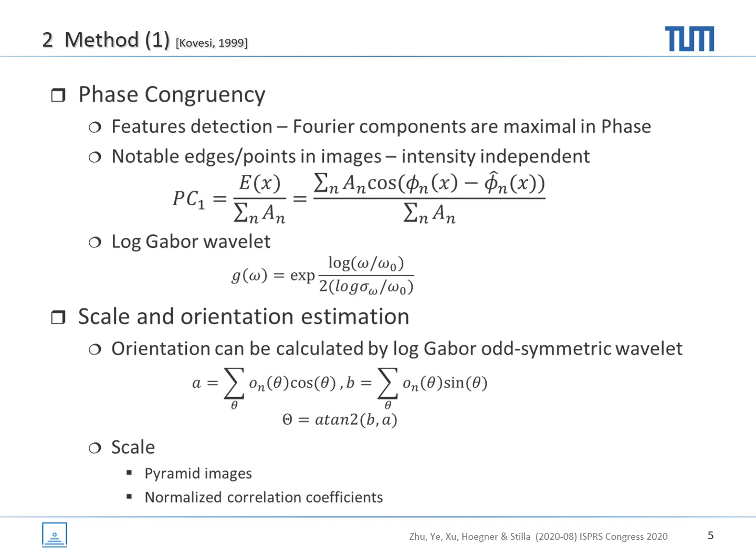The orientation of phase congruency can be achieved by the log Gabor odd symmetric wavelets in multiple directions, and the orientation of the image can be calculated from the accumulated orientation. To calculate the scales for the RGB images and thermal infrared images, image pyramids were built separately. The optimal scale was calculated by finding the maximum normalized correlation coefficient between each image pair.